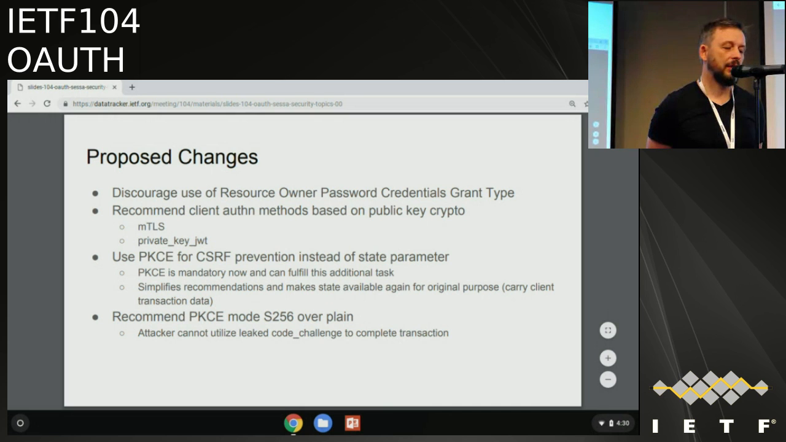And the last one is the PKCE mode. We don't talk right now about the PKCE mode. And what we propose is to go with SHA-256 because it has better properties, since the code challenge can't be used as a verifier. If an attacker gets hold of a code challenge in the authorization request, and that's part of our new attack model, it could otherwise be used to complete a transaction. So those are the three proposed changes. And if you've got an opinion, we would really appreciate hearing it.